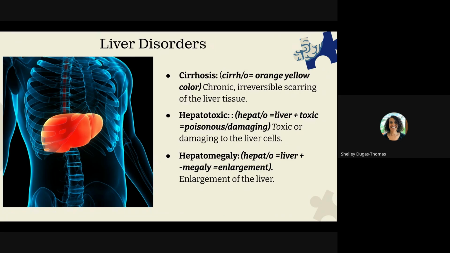Cirrhosis is named for the orange-yellow color that often relates to a problem with the liver, where you'll see yellowing skin. So cirrho actually means that orange-yellow color, and that denotes chronic liver scarring. Hepatotoxic combines hepato, which is liver, with toxic, which means poisonous and damaging. So this literally means damaging to the liver. And hepatomegaly is hepato, liver, plus megaly, which means enlargement: an enlarged liver.